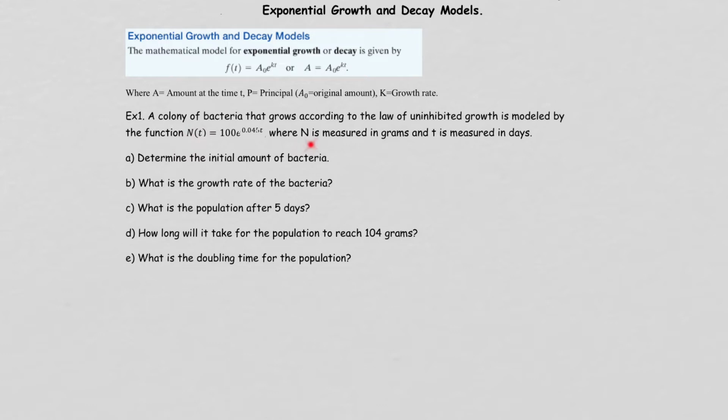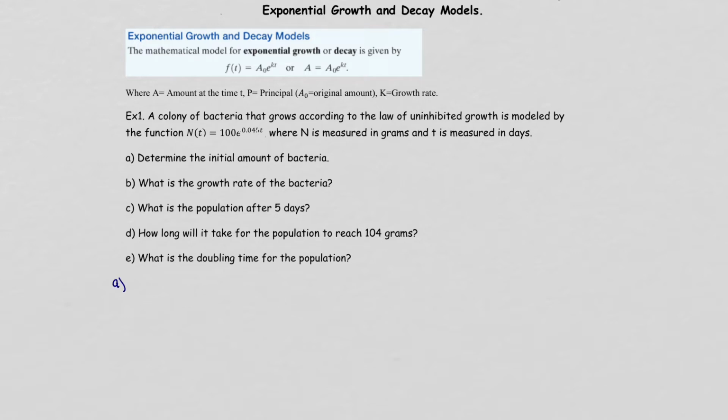N is measured in grams, and t is measured in days. T is time. e is Euler's number, as you see. The first thing they're asking is to find the initial amount of bacteria. So if this is an exponential function, then we can let t equal 0 to find the initial amount. So let me write that down.